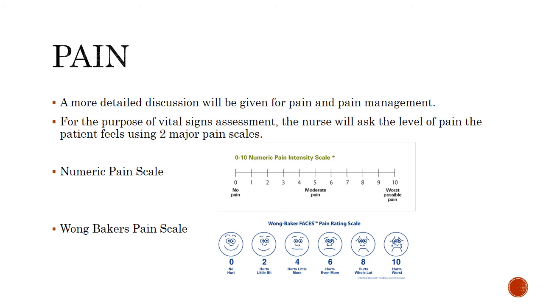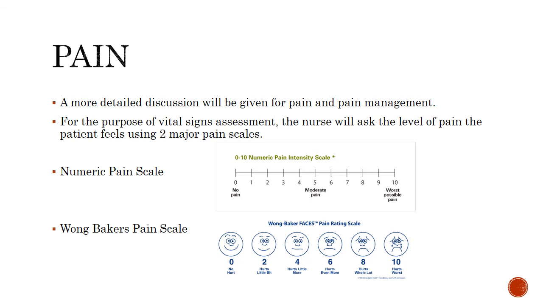Pain. A more detailed discussion will be given for pain and pain management. For the purpose of vital signs assessment, the nurse will ask the level of pain that the patient feels using two major pain scales. Normally in adults, we use the numeric pain scale.